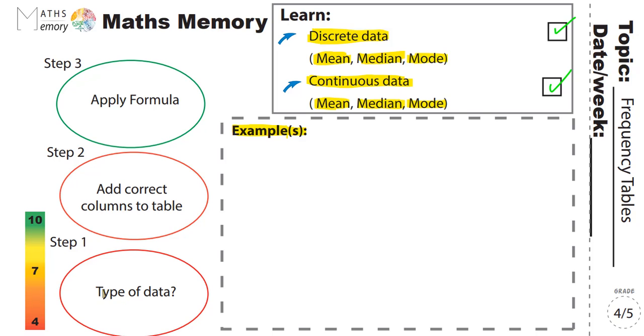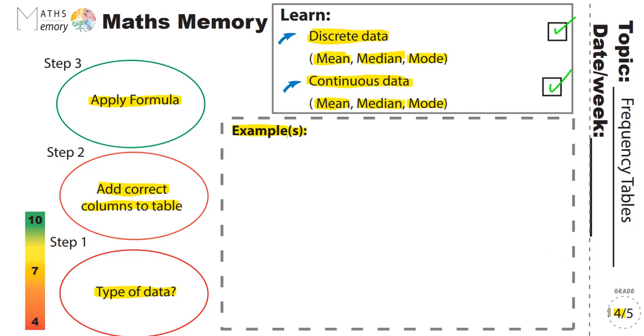So the first thing you do when you see a question on frequency tables, what data is this? Okay, identify it. Is it discrete or continuous? Once you have that, you can add the respective amount of columns, okay, depending if it's discrete or continuous, and apply the formula, or formally should we say, depending on what you want to find out, the mean or median in this case.